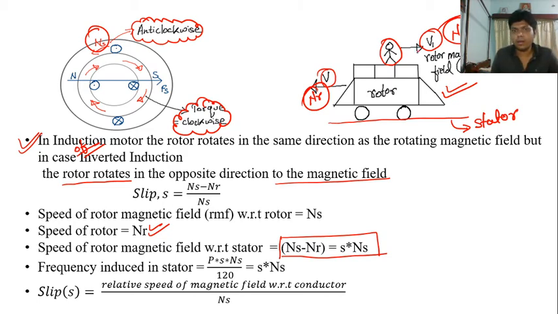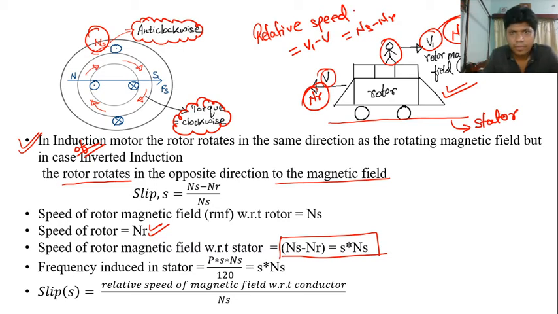So what will be the velocity of the boy with respect to the ground? That is called the relative speed of the magnetic field with respect to the conductor. So the velocity of the boy with respect to the ground is the relative speed, which equals v1 minus v. But in the case of an induction motor, this becomes ns minus nr. As simple as that.